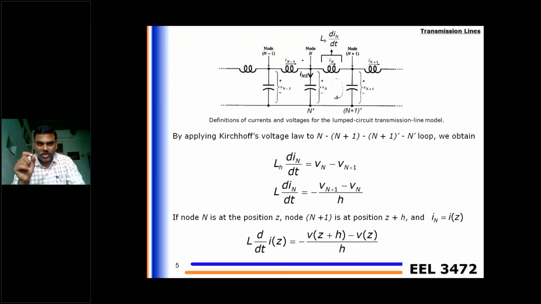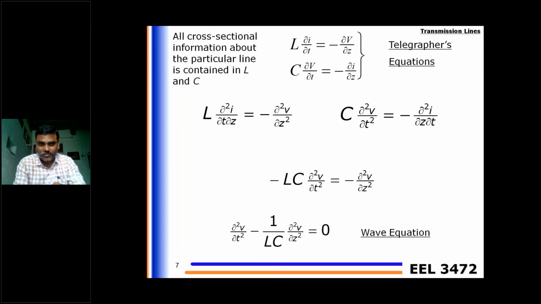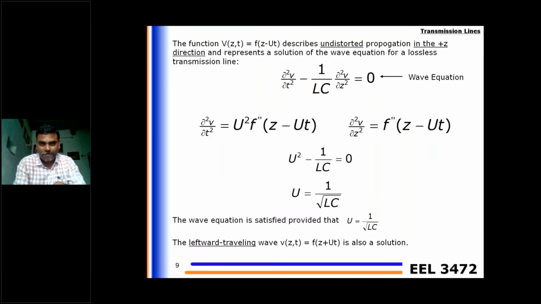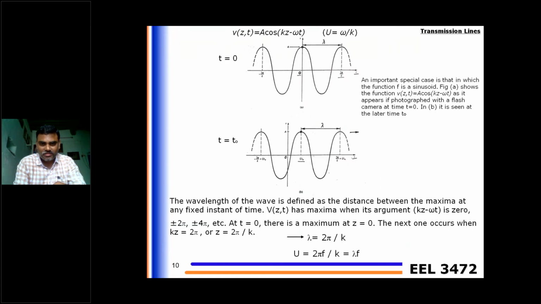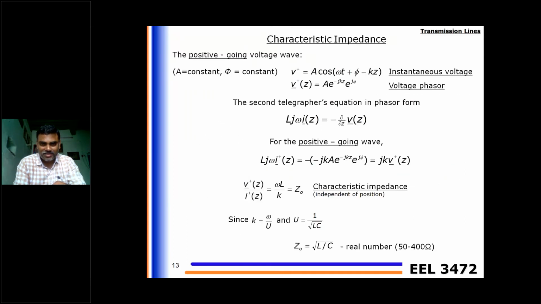So by taking one node, by writing the KVL, we have one equation, and all these are already seen in our notes. Simple equations to have the transmission line equations. Have you seen all these?